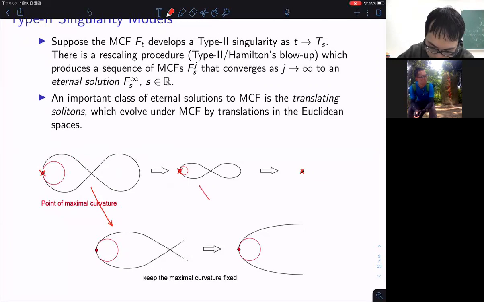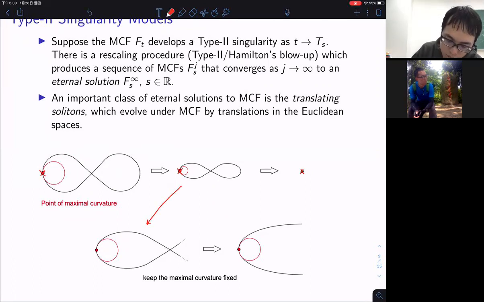So this is a rough idea. Once it starts to shrink, we do a rescaling to fix the size of the radius of the circle of curvature. The circle of curvature becomes smaller, but we rescale it such that it becomes the unit size.